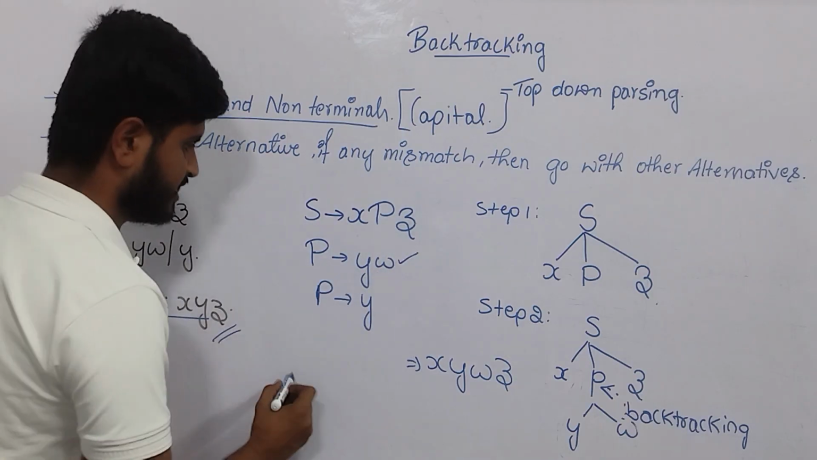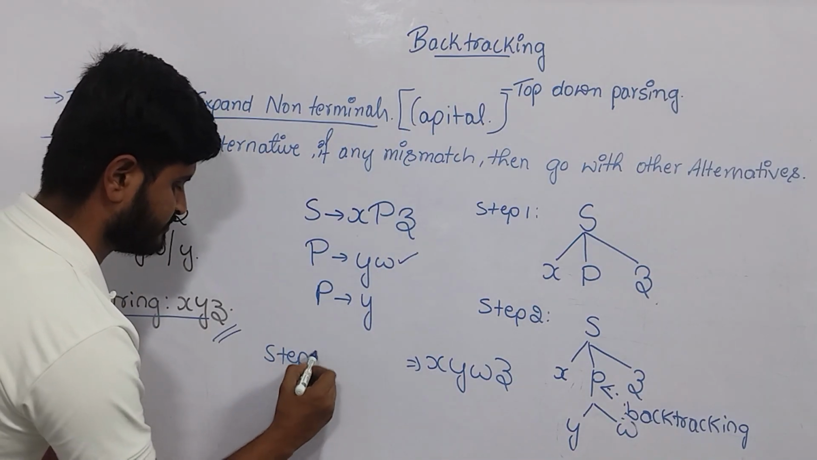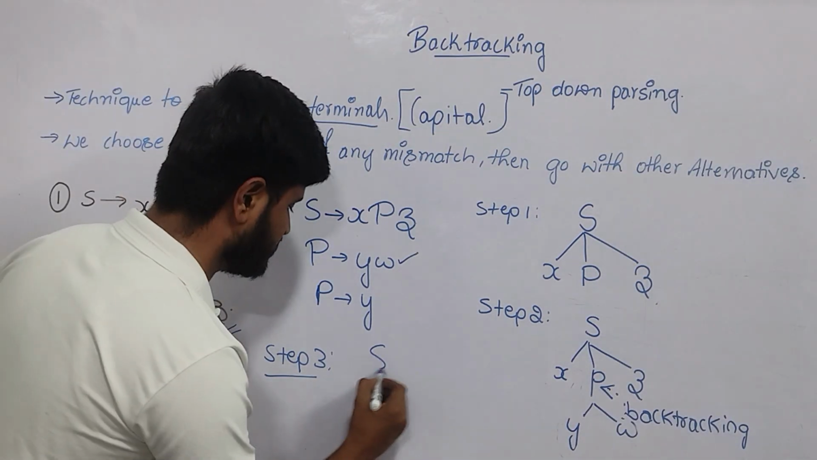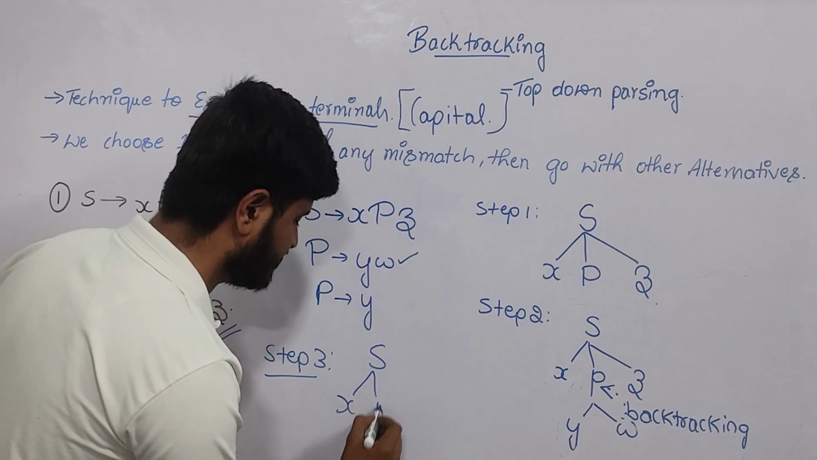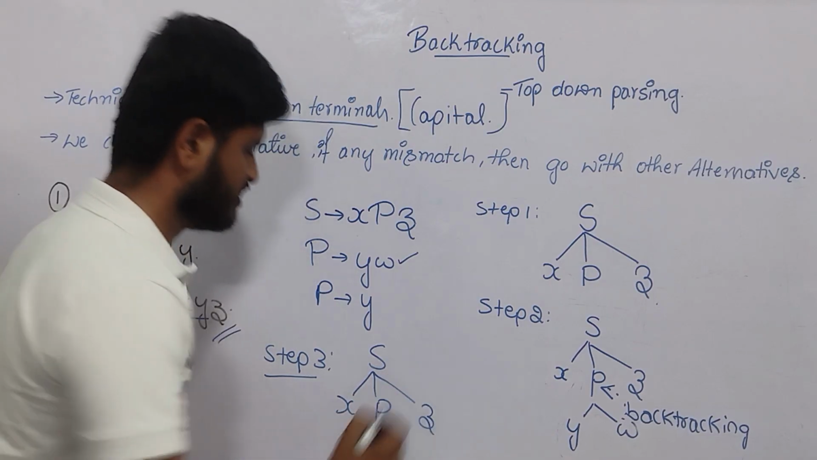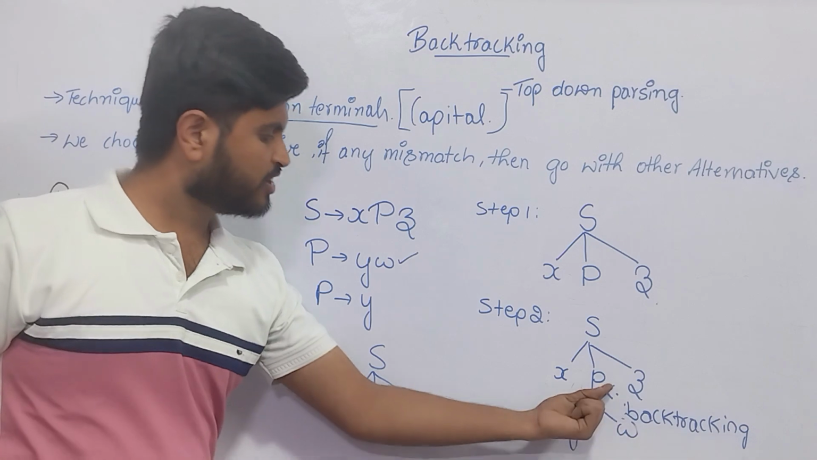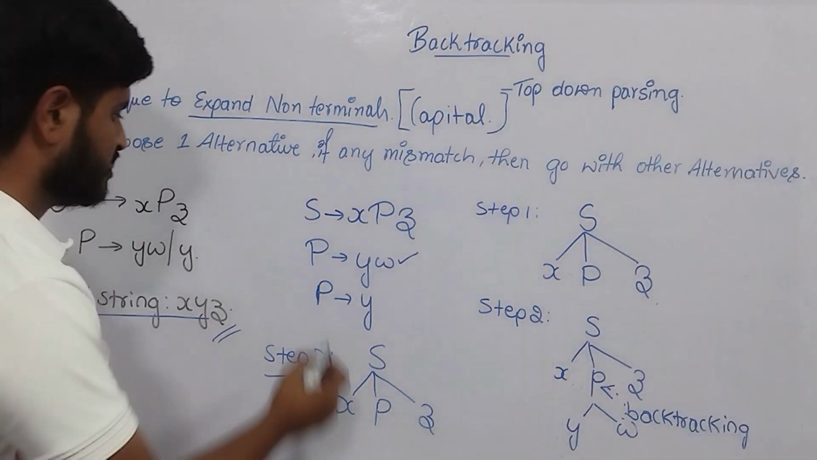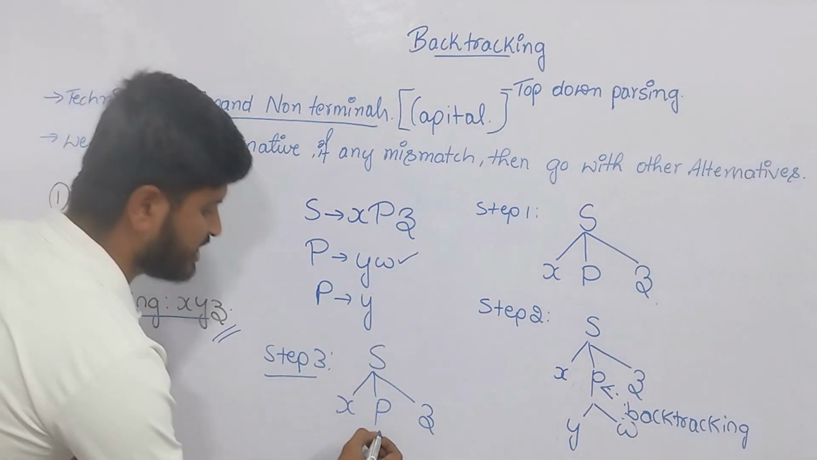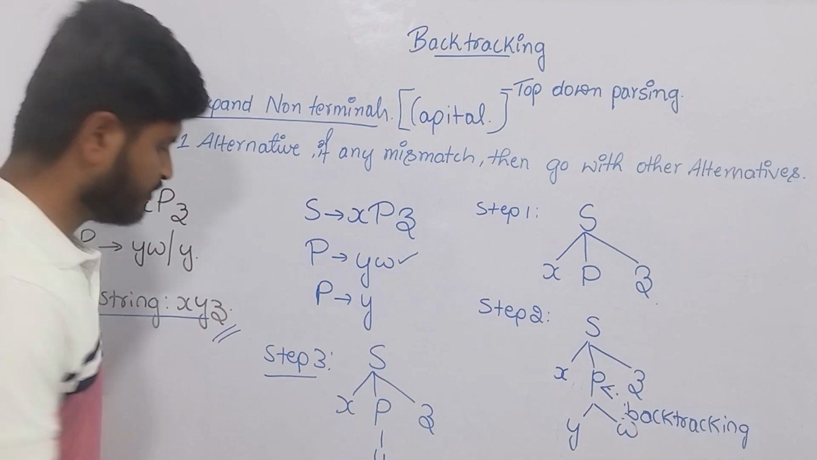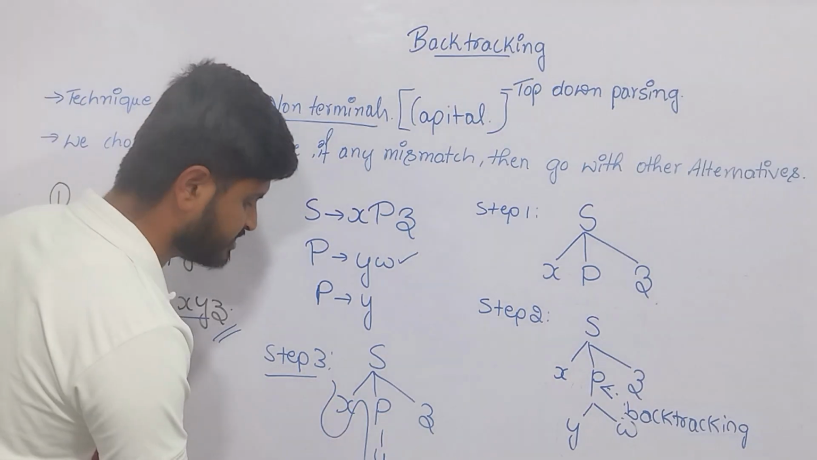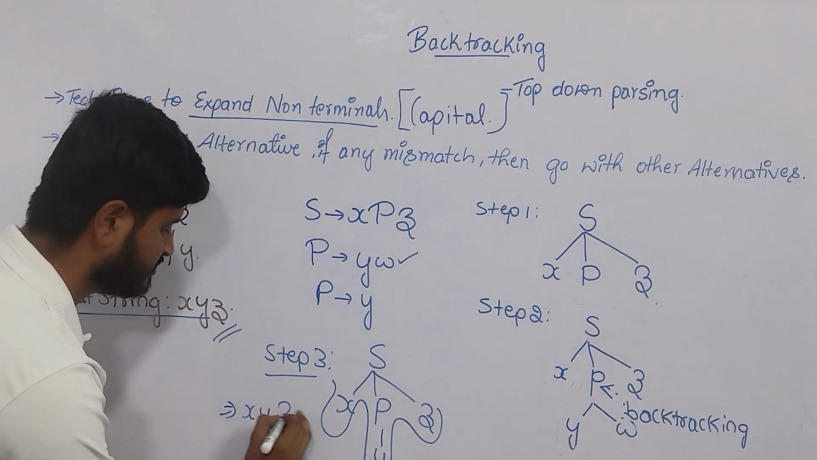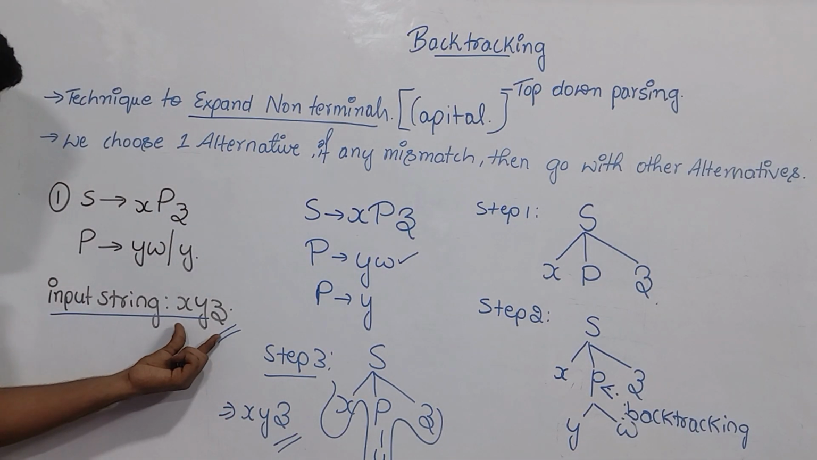Now let's move to the third step. So I will write the third step here. Now in the third step, S will be same, x will be same, capital letter P will be same, z will be same. Now we came back from this step towards the capital letter P. That is, we backtracked to the original one. Now using capital letter P, you can expand it using small letter y. Now travel from left hand side towards the right hand side using the leaf nodes: x, y, z. So x, y, z is my string that I wanted as an input string.